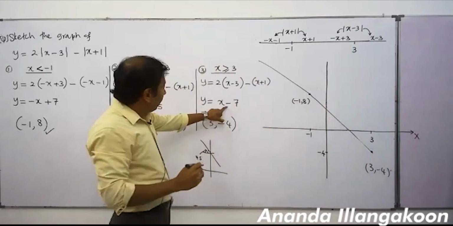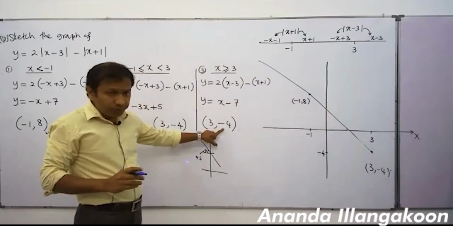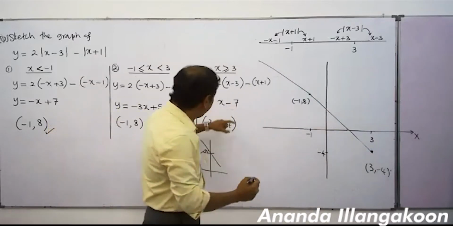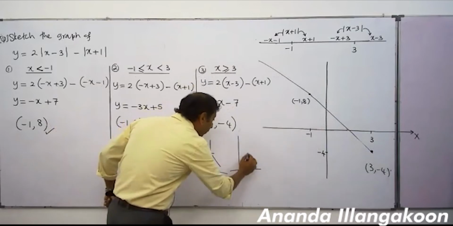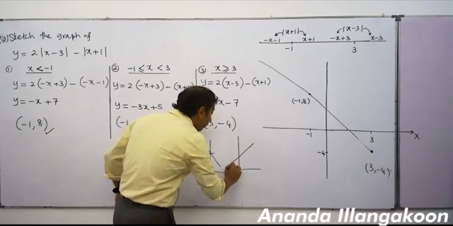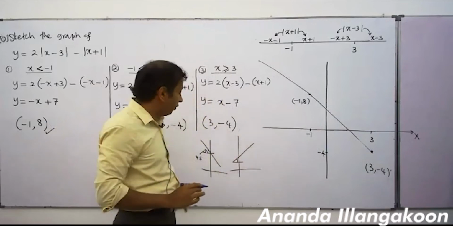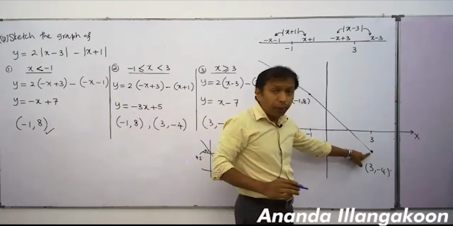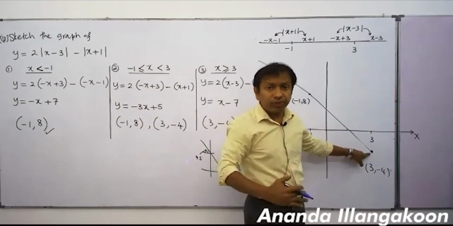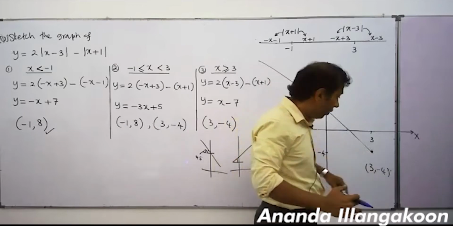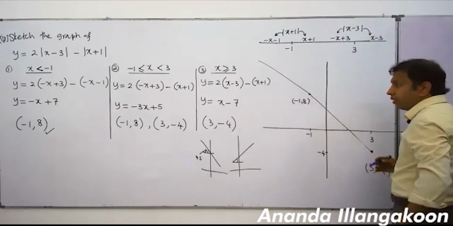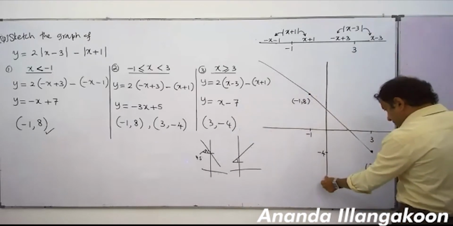Now we'll take y equals x minus 7. Right. Its one point is 3, minus 4. This is that point. This x minus 7 graph has a positive gradient. Gradient is 1 here. The x coefficient is 1, so therefore gradient is 1. This is 45 degrees. This line is passing through this point, making an angle of 45 with the positive x-axis in the anticlockwise direction. That means the intercept is minus 7.